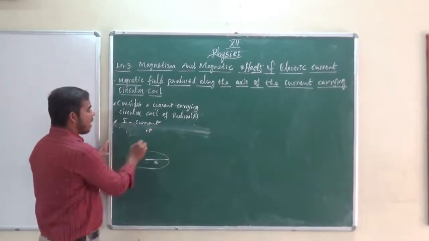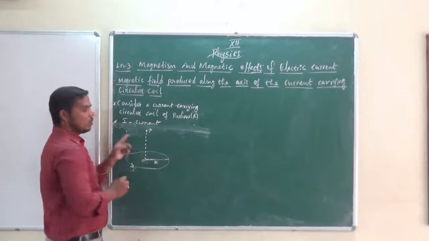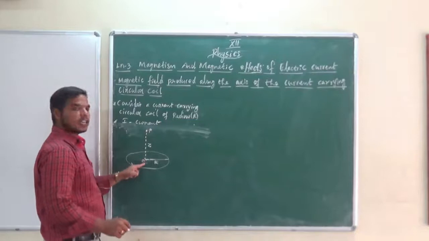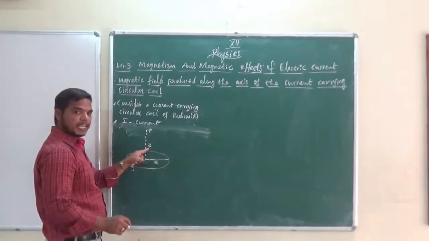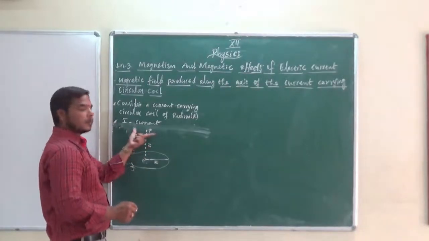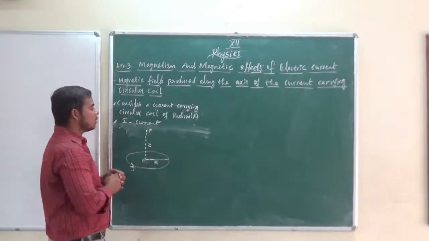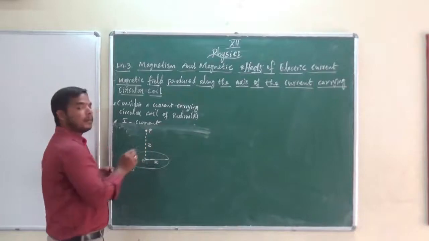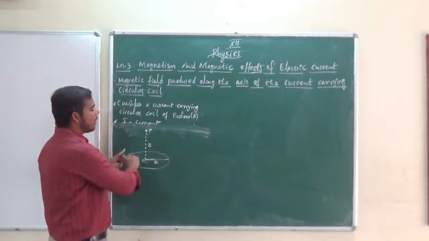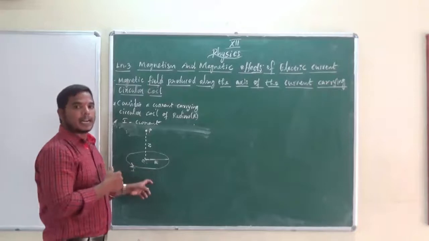The distance between point P and the center of the coil, O, is represented by z. The distance between P and the center of the coil is represented by the symbol z. Why do I assume the point P? Because we can't directly find the magnetic field around the circular coil. First I want to find the magnetic field at the point P, then find the whole magnetic field around the circular coil carrying the current.